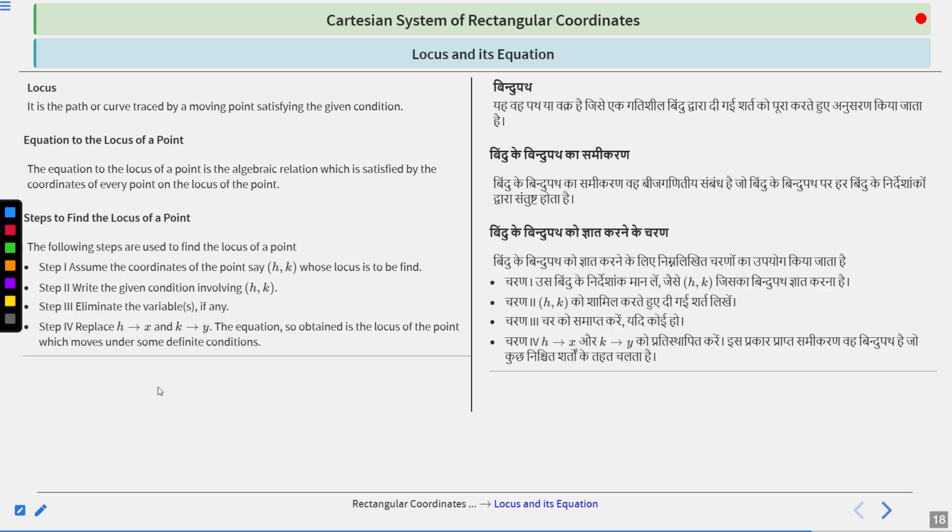Steps to find the locus of a point. The following steps are used to find the locus of a point. Step 1: assume the coordinates of the point, say (h, k), whose locus is to be found. Step 2: write the given condition involving h and k. Step 3: eliminate the variables if any. Step 4: replace h with x and k with y. The equation so obtained is the locus of the point which moves under some definite conditions, right? You have to keep in mind.